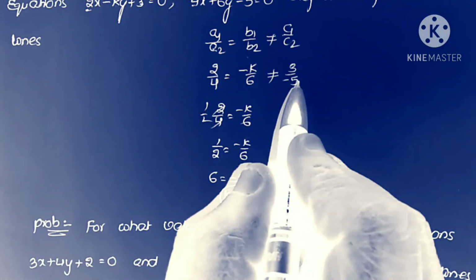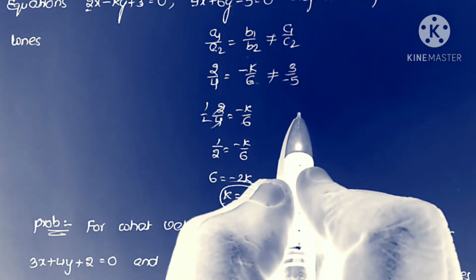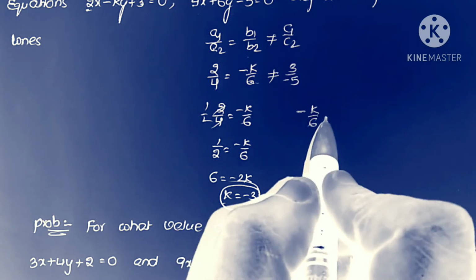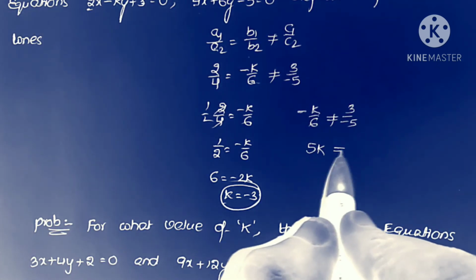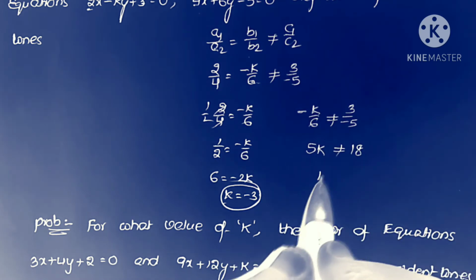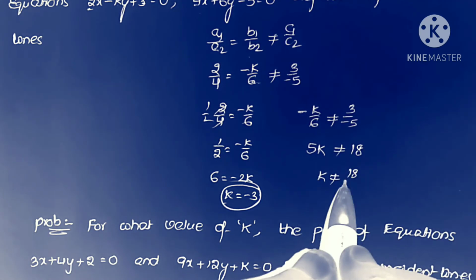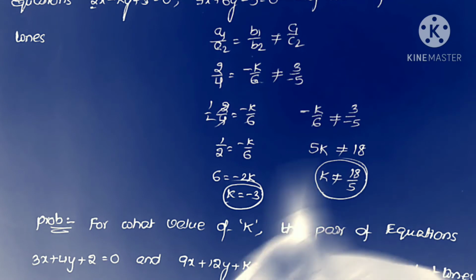And next, these two values are not equal, means minus k by 6 is not equal to 3 by minus 5. Cross product: 5k is not equal to 18, then k is not equal to 18 by 5. Now this is another answer.